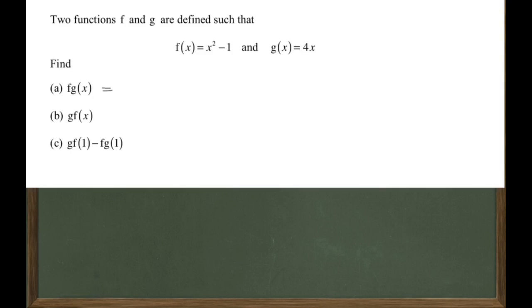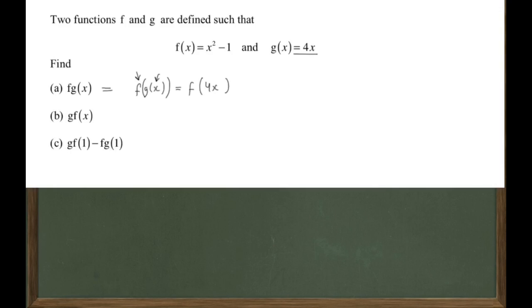Now remember what this means, okay? So f of g of x, we work from the inside. So we want to work out the value of the function f at the point g of x. Okay, so remember our function machine. First of all, what's g of x? Well, we're told that g of x is equal to 4x. And now we want to work out what f is.